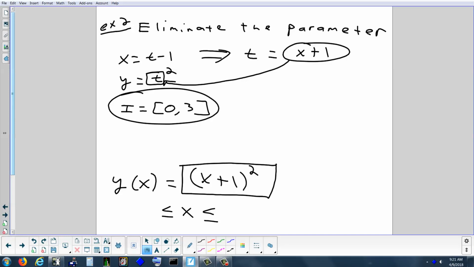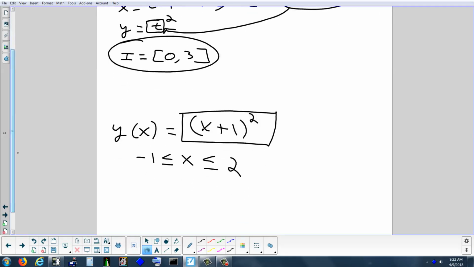Okay, Jane, what value should I plug in for t first? The 0. So if you plug in 0, what's 0 minus 1? Negative 1. So this is a parabola that's between -1 and, now plug in 3. What's the highest x value that I'm going to get? 2.